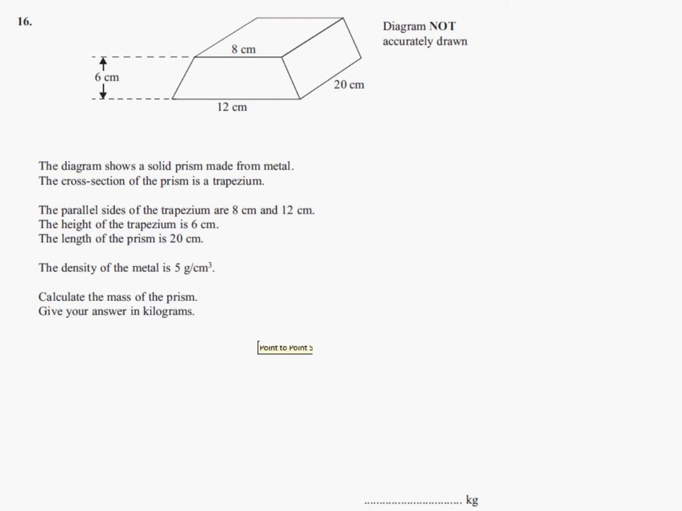Okay, let's start with question 16. It asks you to find the volume of this prism. The volume of any prism can be found if you work out the area of the face at the front and then times it by the depth of the shape.